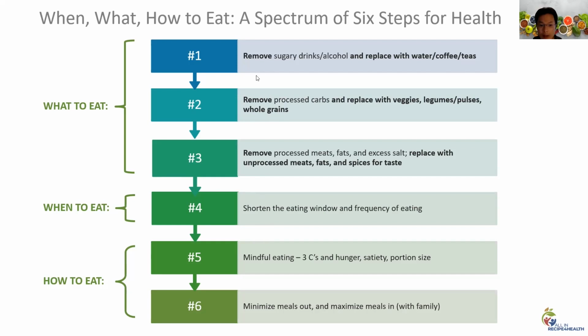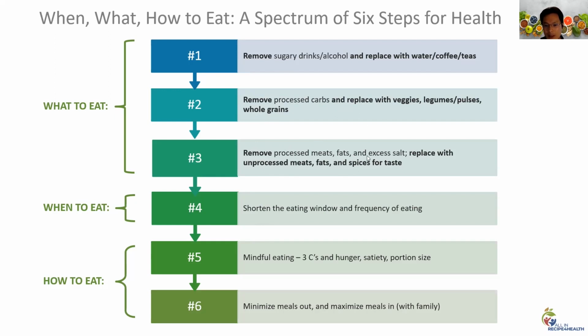We're going to go through reminders of these, but there are these 6 steps. We covered in the last 2 sessions number 1, number 2, removing processed carbs and replacing with veggies, legumes, pulses, and whole grains. And then we closed out, getting close to finishing number 3. This is the big one. Dr. Miller and I reformatted number 3 to make it a one-liner, but the basic pathway is similar.